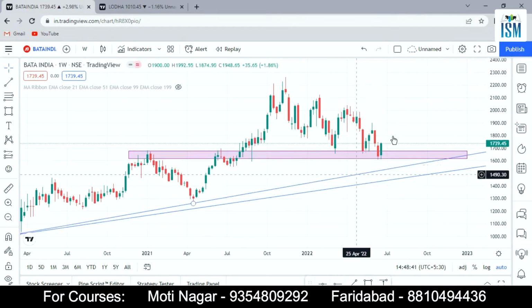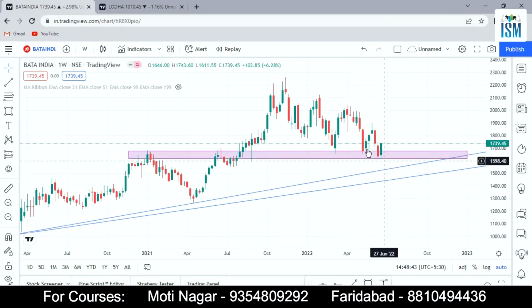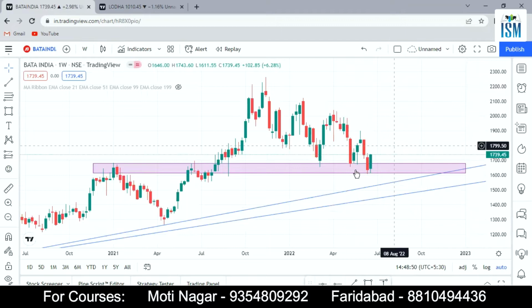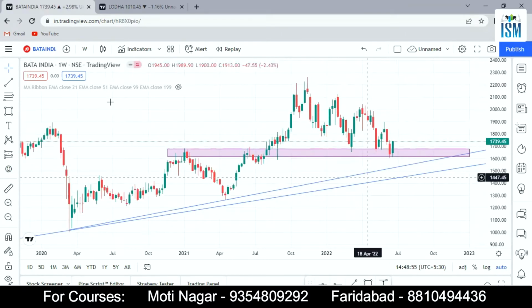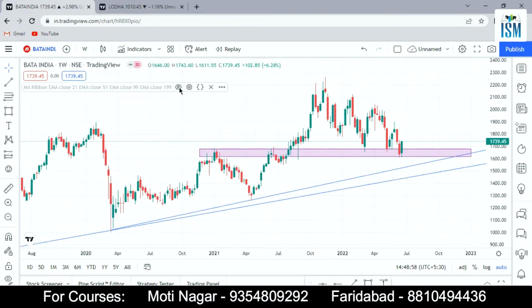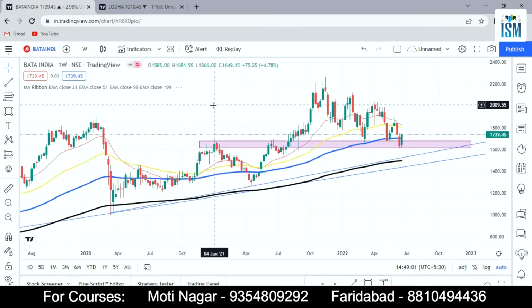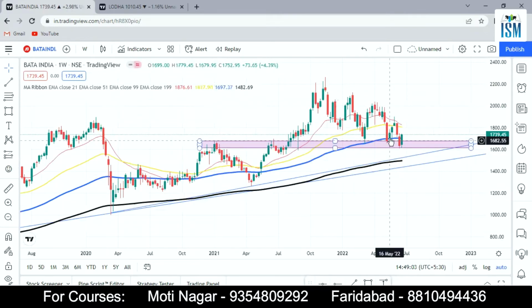Now in this particular time frame, the weekly time frame, you can see the latest candle is a bullish engulfing candle. So it shows there is some demand here. Also, if we see some moving averages, this blue line is a 100-week exponential moving average and this is the 200-week exponential moving average, right? So there is a cluster of supports here.